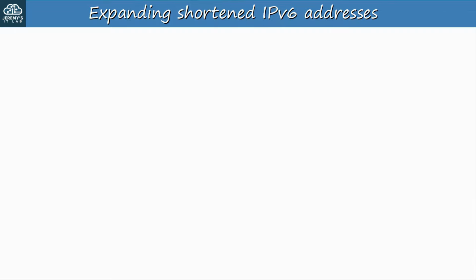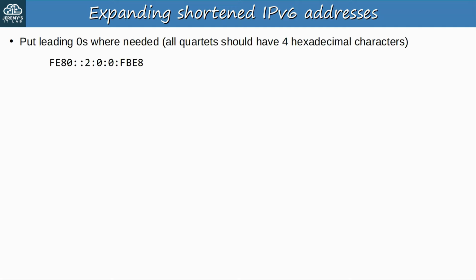You should also be able to take a shortened IPv6 address and expand it into a full IPv6 address. Here's an example of how to do that. First, put leading zeros where needed. Remember that all quartets should have 4 hexadecimal characters. That's why they're called quartets. Where can we put leading zeros in this example shortened address? These 3 quartets here. So now the address looks like this, but we're not finished.